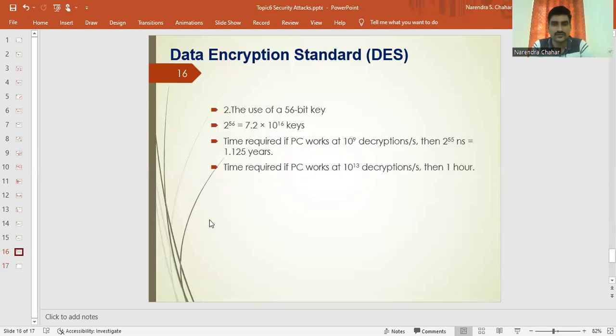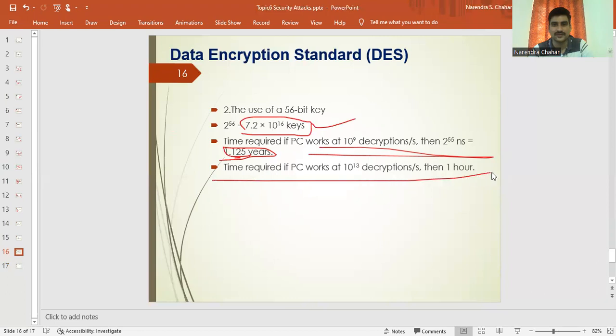Now, when we use a 56-bit key, there will be this many keys, 7.2 multiplied by 10 raised to the 16 keys. It will take just 16 months to crack this encryption if a standard PC is working there. So the time required, with a PC which decrypts 10 raised to the power 13 per second, this will be simply cracked in an hour.